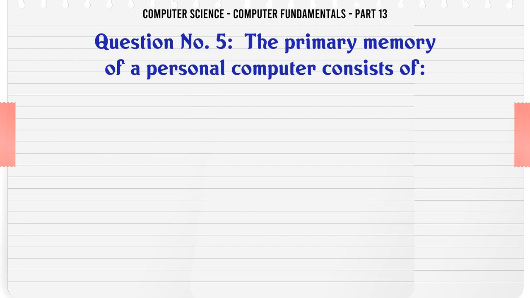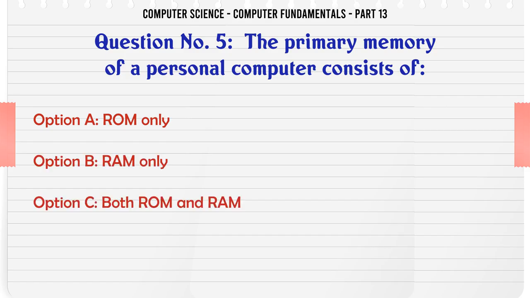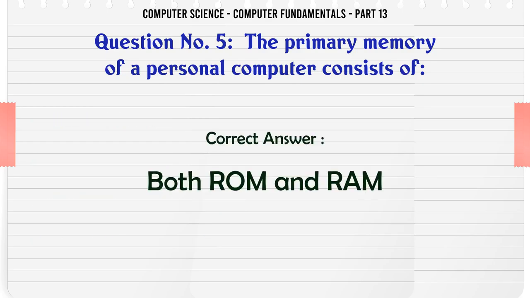The primary memory of a personal computer consists of: A. ROM only. B. RAM only. C. Both ROM and RAM. D. Memory module. The correct answer is Both ROM and RAM.